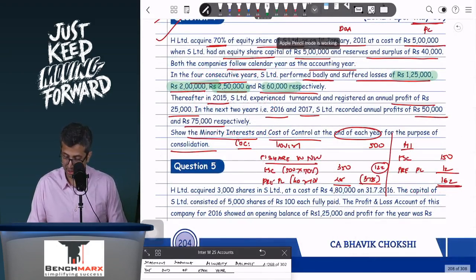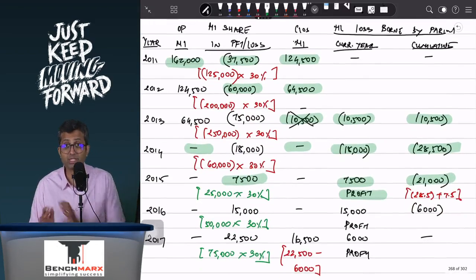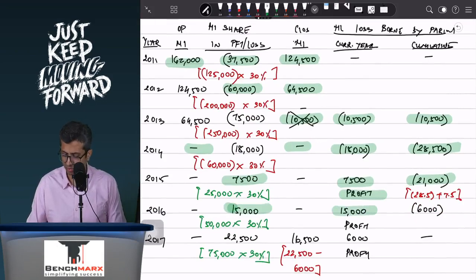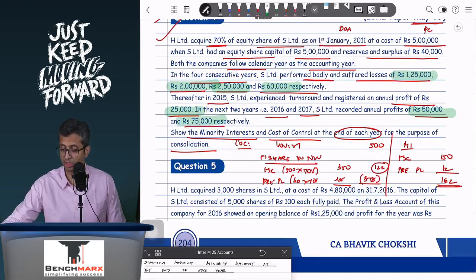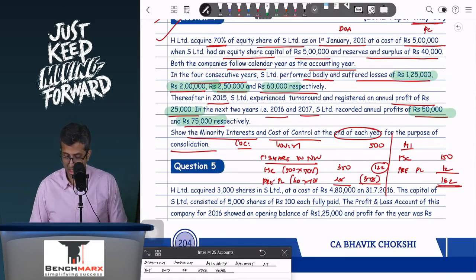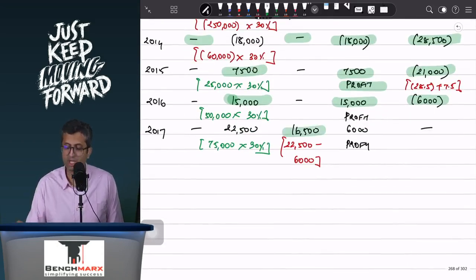Next year, as you can see, there will be a further profit of 50,000 into 30% will come to 15,000. Still parent has 21,000 owed by us. The entire 15,000 will be adjusted over here, and still a remaining 6,000 is there. And lastly, 75,000 into 30% comes to what? This will come to 22,500. However, only 6,000 is to be adjusted towards the parent, and the remaining 16,500 will be the minority interest.